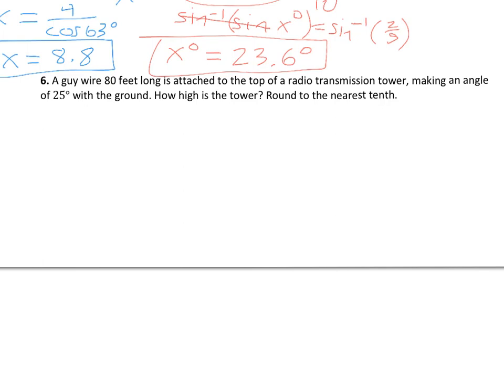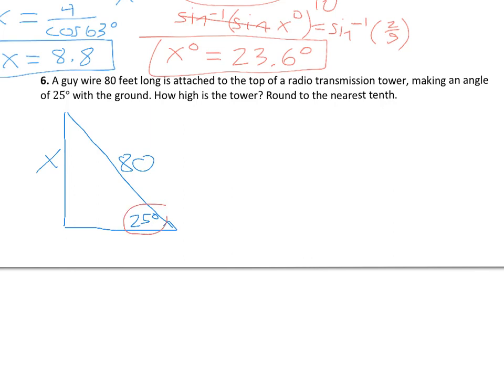So we draw the tower, and there's a wire attached to the top and going to the ground. I'll close the triangle with the ground. We know that the wire is 80 feet long, and we know that it makes a 25-degree angle with the ground. How high is the tower? So we want this vertical distance. That's how tall the tower is.